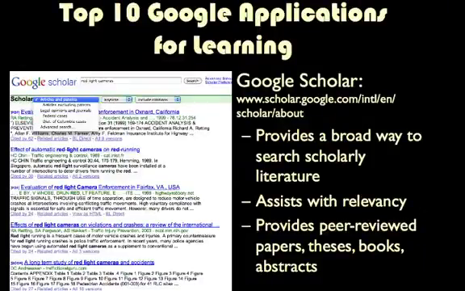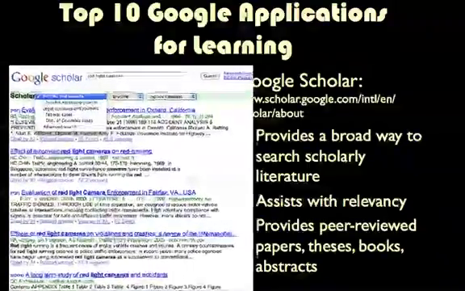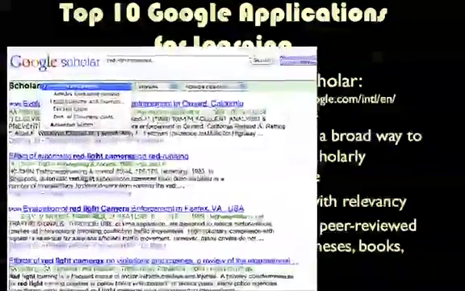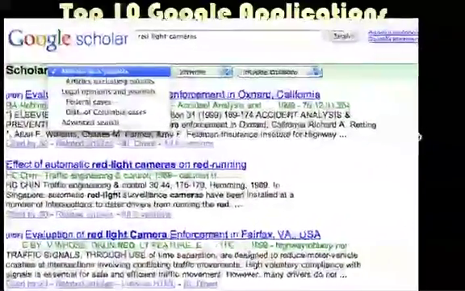Another Google application that a lot of people like is Google Scholar. Scholar.google.com provides a way to get access to scholarly information. So these are theses, books, abstracts, anything that you need that relates to the academics and academia. And it even assists with relevancy.